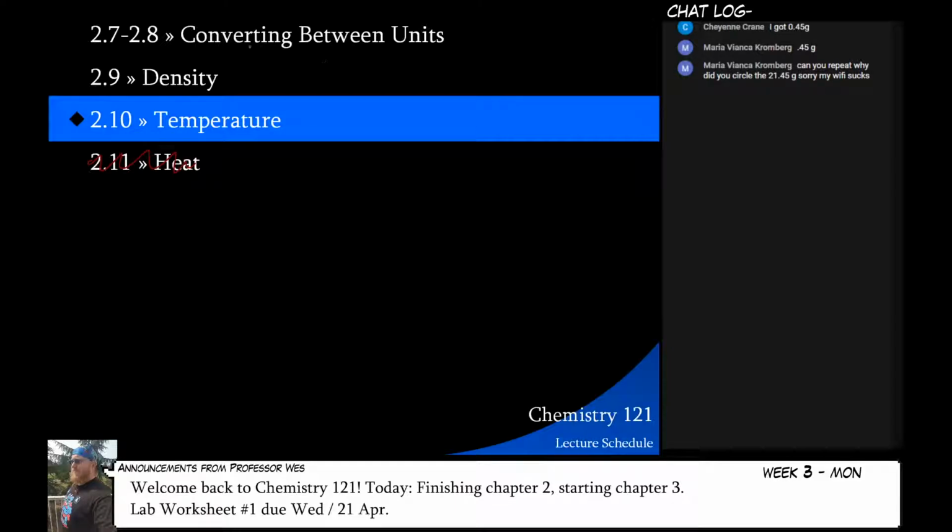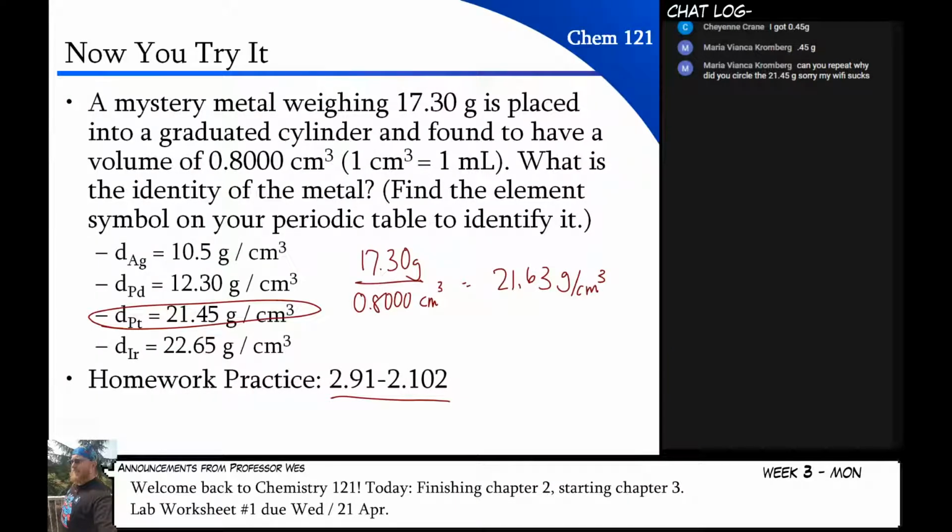Why did I circle the 21.45 grams? Because that's the one that is closest to this metal. So our job is to identify the metal. And if the metal is one of these 4 right here, our answer is closest to this one.